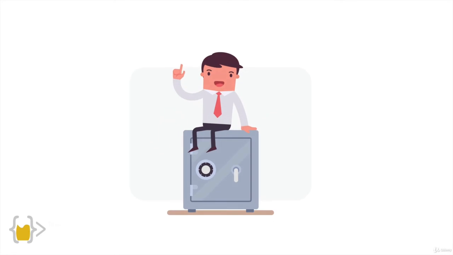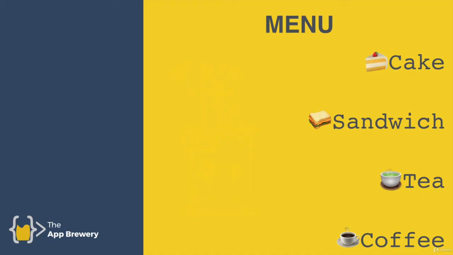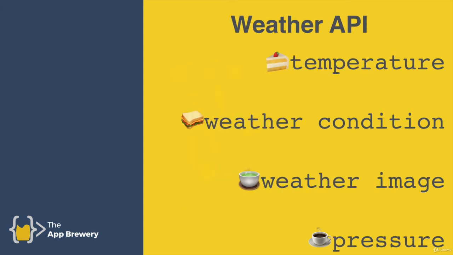So how can these websites tell you what are the things that you can actually access from them and how to do that? Well, if we were in a restaurant, then they might provide that information in the form of a menu, right? So at this restaurant, you can buy cakes, you can buy sandwiches, tea and coffee. And for a service like a weather API, say like Open Weather Map, then the kind of data that you can access include things like the temperature, the weather conditions, the weather images, and maybe the atmospheric pressure.